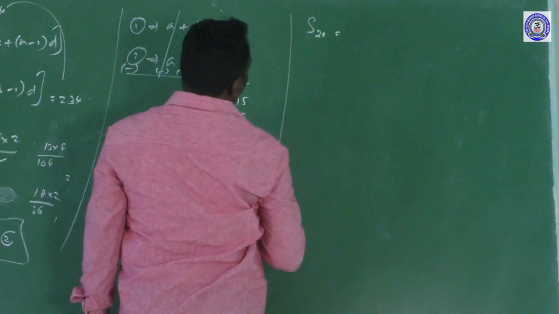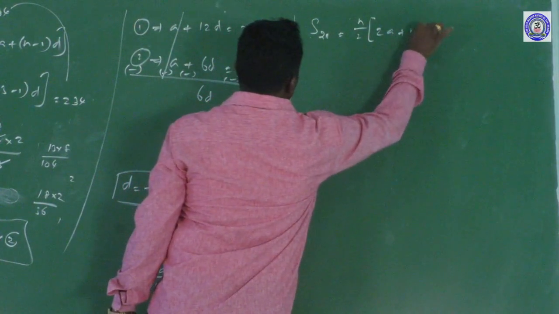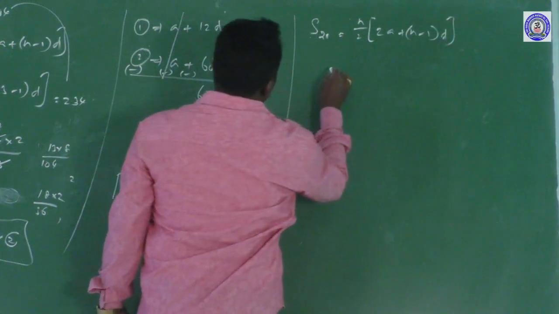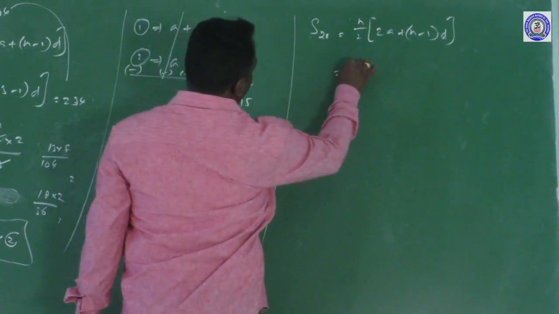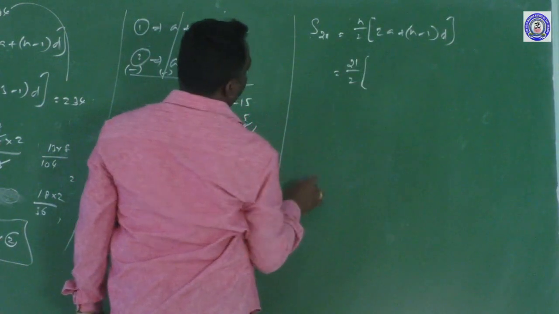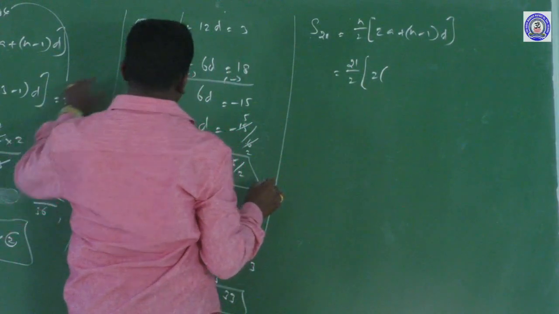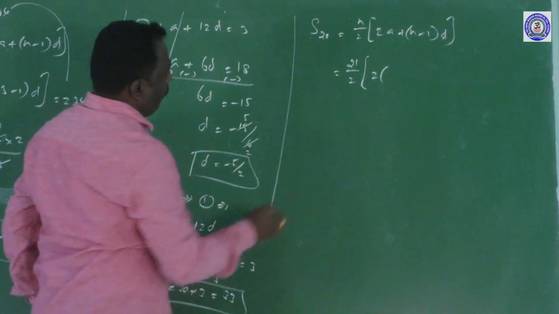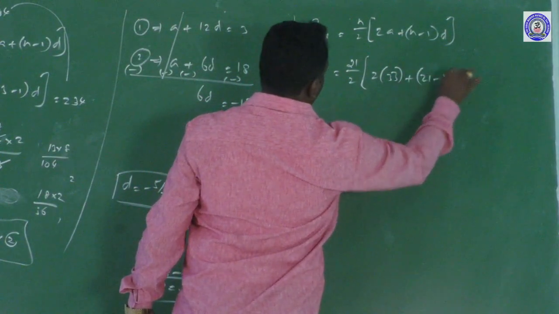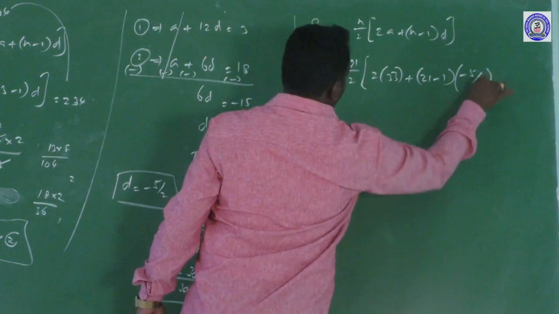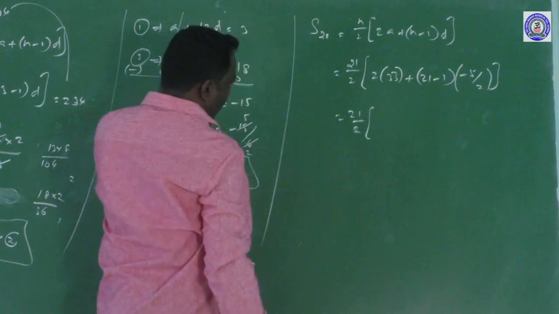Now we apply the formula for summation: S equal to n by 2 within the bracket 2a plus n minus 1 into d. The number of terms is 21. Therefore it is 21 by 2 within the bracket 2 into a, where a is equal to 33, plus n minus 1, that is 21 minus 1, and the common difference is minus 5 by 2. That is 21 by 2 as it is.